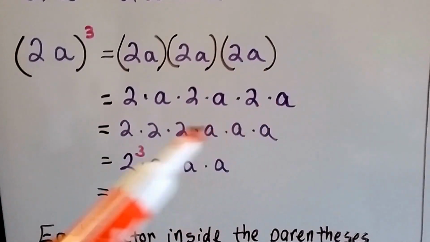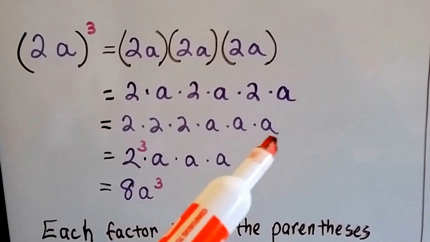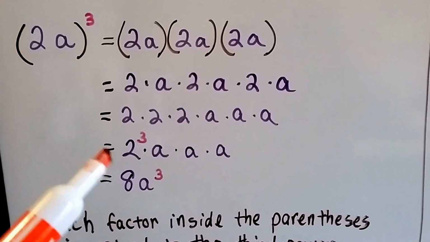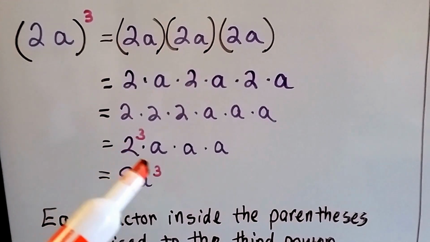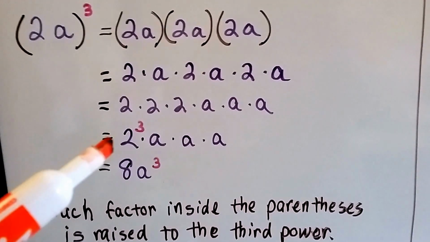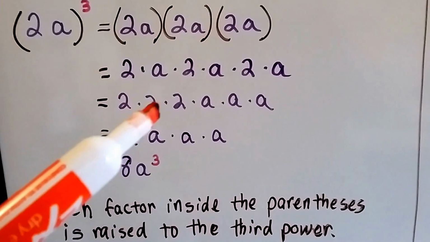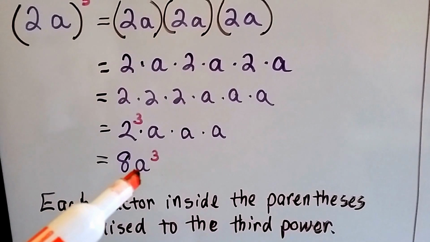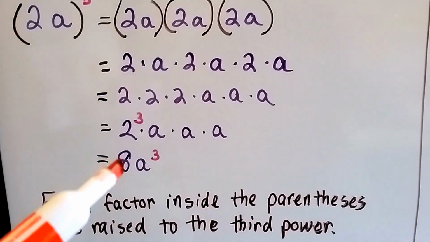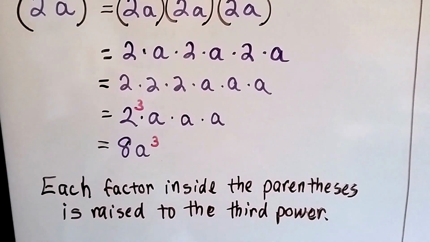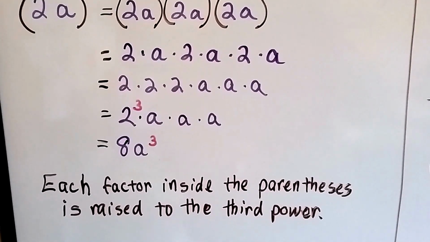And we can group all the 2's together and then group all the a's together and see that we have 2 times 2 times 2 and a times a times a. We can condense this to 2 to the third power, and the 3 a's could be to the third power. If we want to simplify this, we would do the 2 times 2, which is 4, times 2 is 8, and we'd get 8a to the third power. And now the 8 doesn't have an exponent, see? Each factor inside the parentheses is raised to the third power.